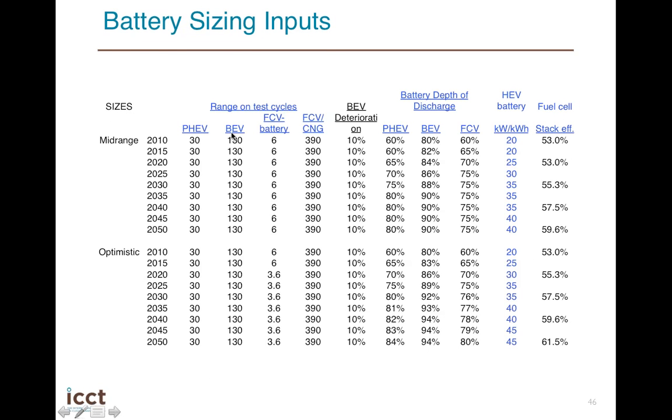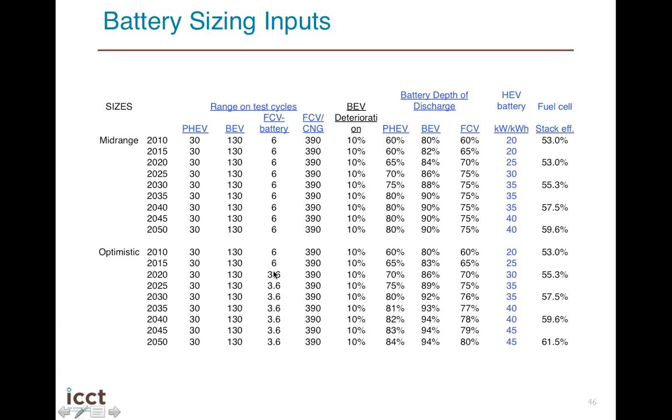Battery sizing inputs. The range. One important point to note is that we did not increase the range of battery electrics over time. Instead, improvements were all taken out in cost reductions. So this is the range on the test cycles, which means that the range in the real world would be 20% less than this. For battery electrics, we assumed the 100-mile real-world range, added 20% for the test cycles, added another 10 miles as a reserve.